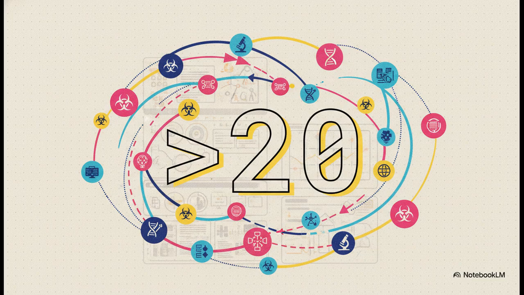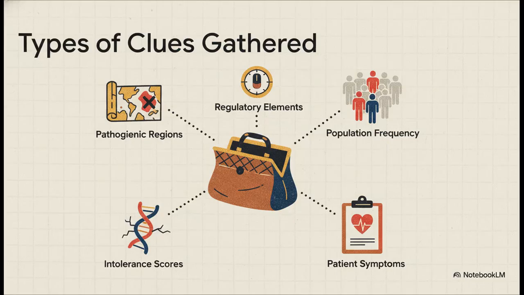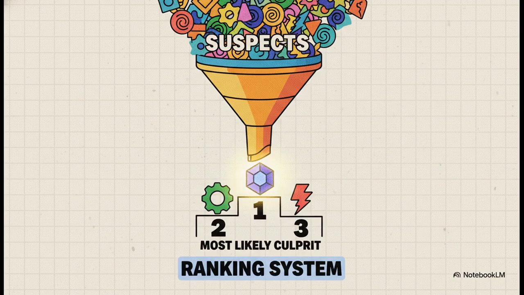It's incredibly thorough. And what kind of clues is it looking for? Well, the whole shebang. It checks if the variant is in a neighborhood already known to cause trouble. It looks at scores that tell you how much a gene hates being disrupted. It even looks for those tricky regulatory elements, the DNA switches. And it checks population data to see how rare it is. Crucially, it ties it all back to the patient's actual symptoms. Okay, so you've gathered all this evidence. Now what? You can't just hand over a massive file. The detective's real job is to identify the top suspects, and it does that with a really powerful ranking system.